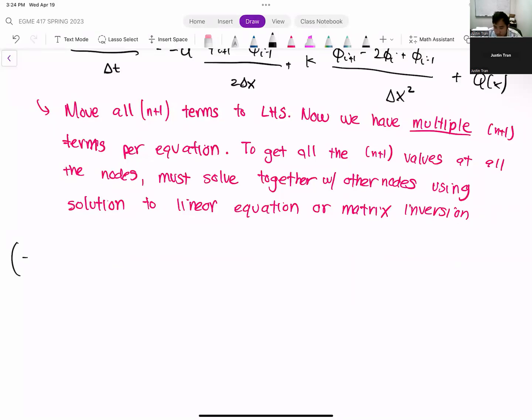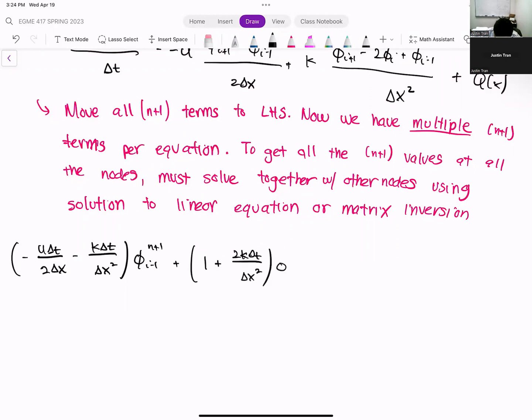And so for 1D implicit Euler that involves convection and diffusion, you have minus u delta t divided by 2 delta x minus k delta t divided by delta x squared times v i minus 1 n plus 1, plus 2k delta t divided by delta x squared times v i n plus 1, plus u delta t divided by 2 delta x minus k delta t divided by delta x squared times v i plus 1 n plus 1, is equal to v i n plus q of x c delta t.